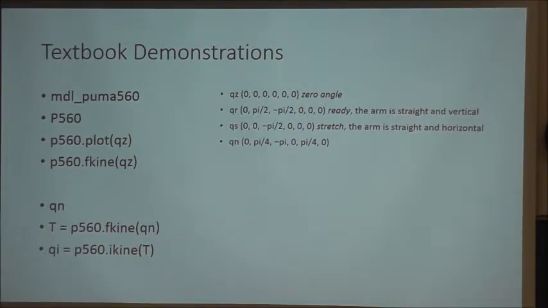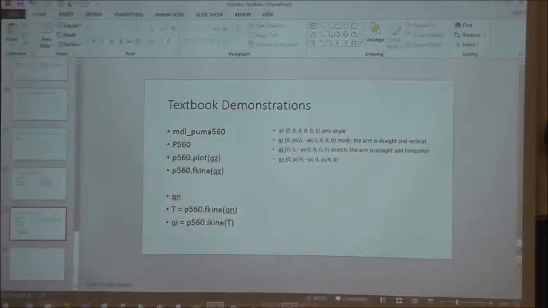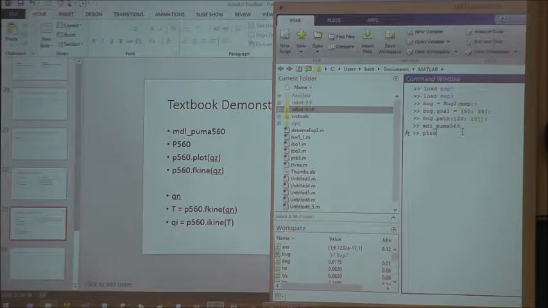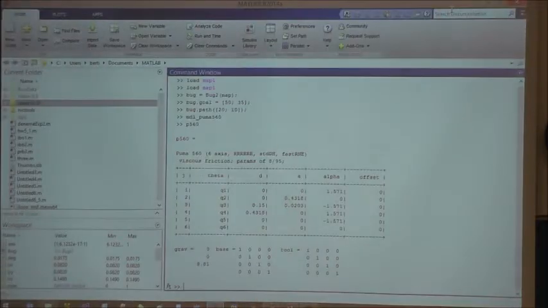You see, it says actually mdl_puma560. So we know Puma 560 is a manipulator robot, right? So if we can go back to MATLAB, let's say mdl_puma560. Okay, we have it now. p560 is an object in the MATLAB toolbox. And I'm expecting the predefined, pre-installed parameters for the Puma manipulator. Here we go. I have them.